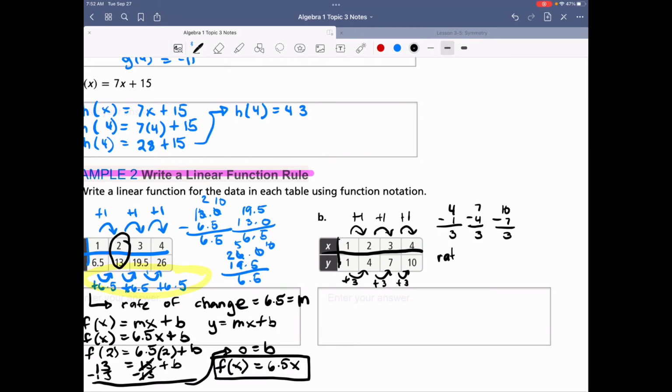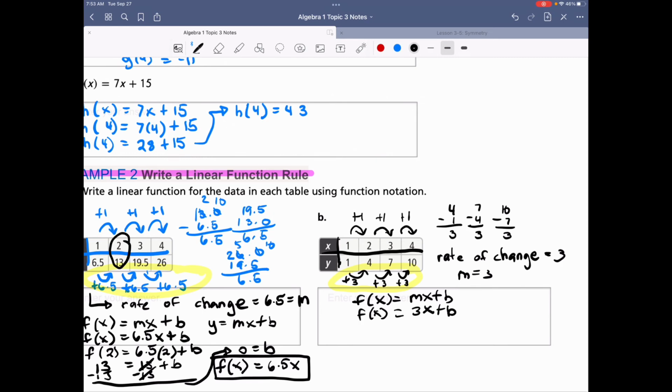Therefore, our rate of change is 3. Always remember that rate of change can be taken from the pattern in our y values. So m equals 3. Now we will write down our function form, f of x equals mx plus b. And we know that our m equals 3. Copy down the rest, x plus b, and of course f of x.